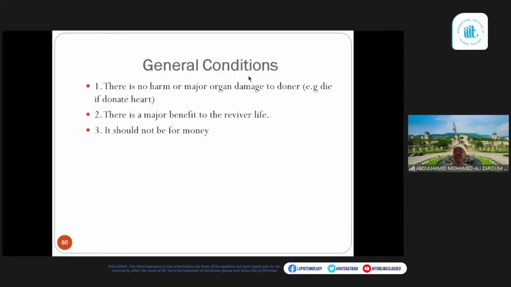Okay, now the next issue here is, after you know the general conditions, it should not be the organ that is essential for your existence, like the heart. And it should not be done unless you are saving the life of someone or normalizing his life. So there is a major benefit to the receiving person, to the revival of that person. You are saving that person. It should not be done for money.